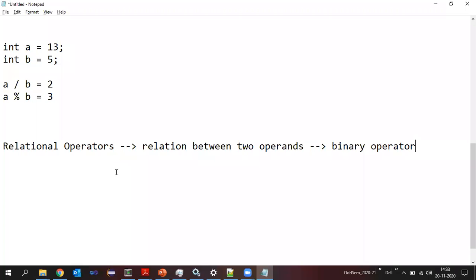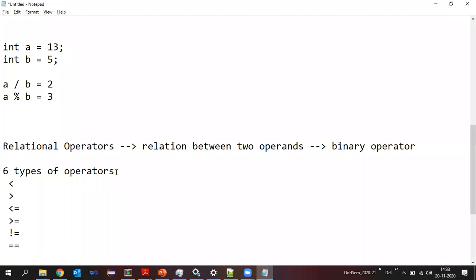Now, in relational operators, there are six types of operators. First one is less than. Second is greater than. Third is less than or equals to. Then greater than or equals to. Then another is not equals to. And the last one is equals to.